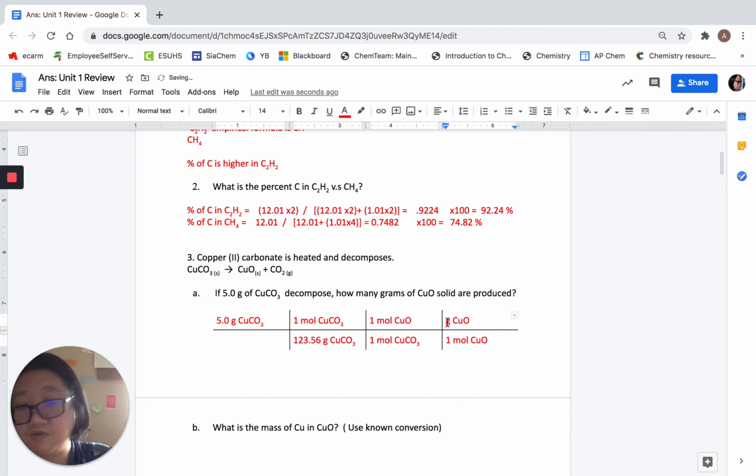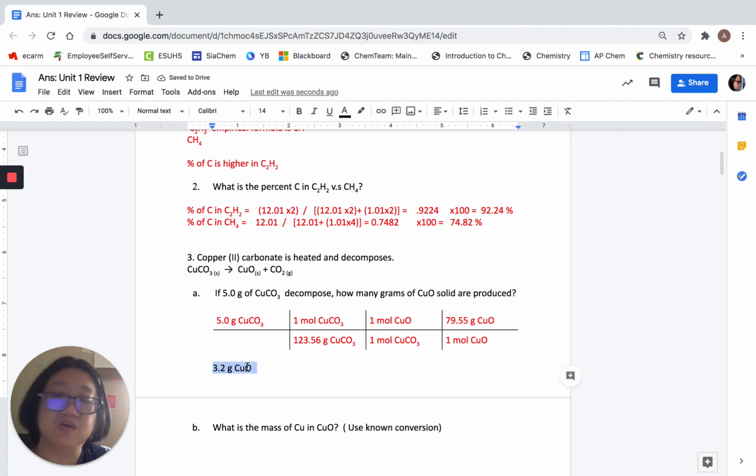Okay, CuO. That is going to be 79.55 times 5 divided by 123.56. We're going to get 3.21. Okay, so we're just going to say 3.2 grams of CuO because I'm rounding according to the question. Right. Okay, let's move on.